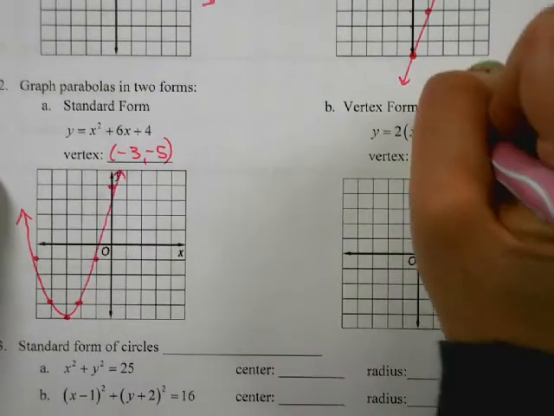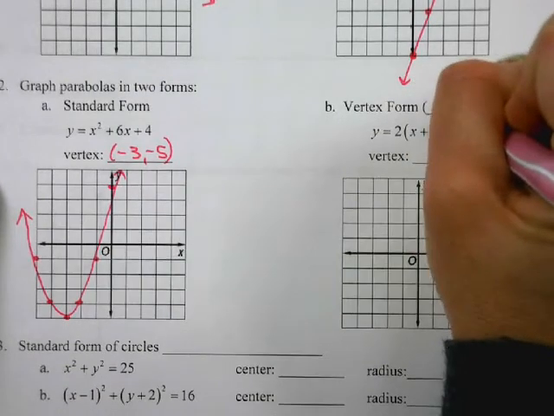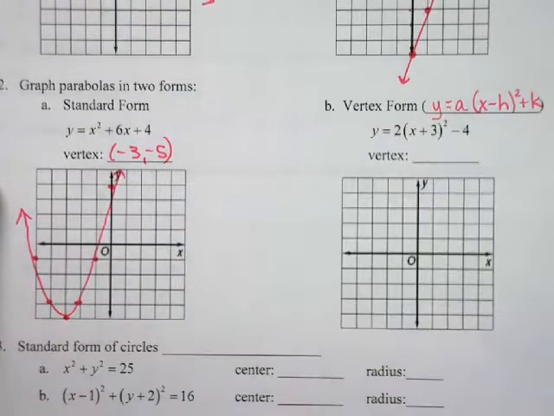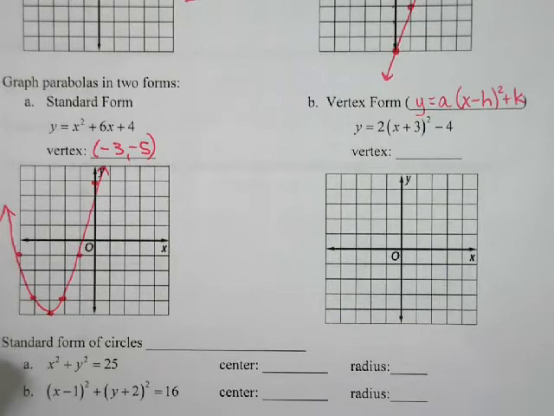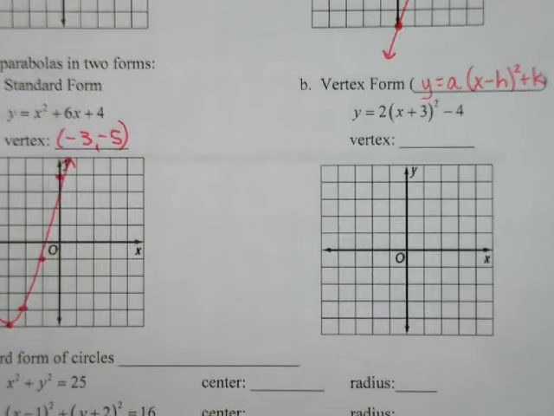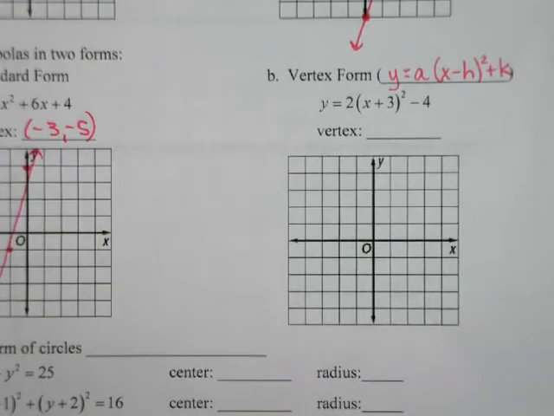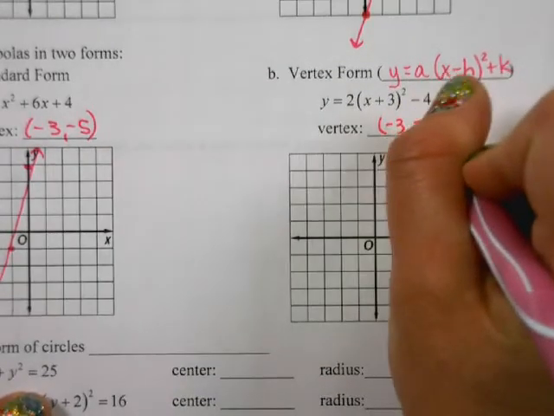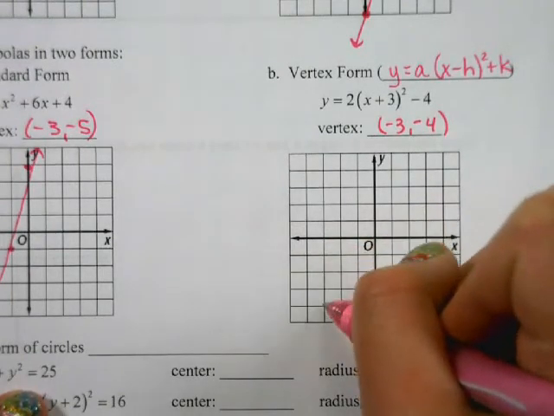Think back to chapter 8 when we were doing conic sections. Remember, vertex form is y equals a times (x minus h) squared plus k. So where's my vertex with that? It's at (h, k). So in this instance, (-3, -4). Awesome, thank you. 1, 2, 3, 1, 2, 3, 4.